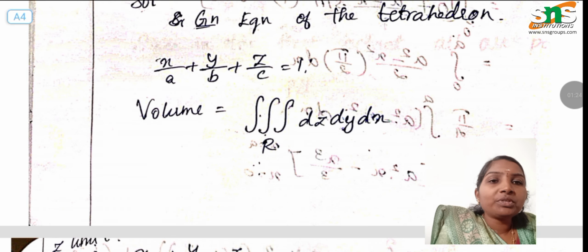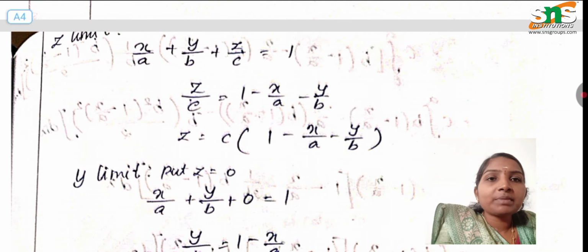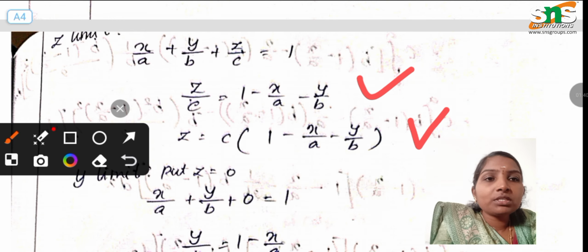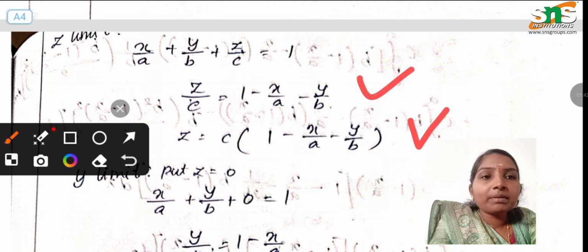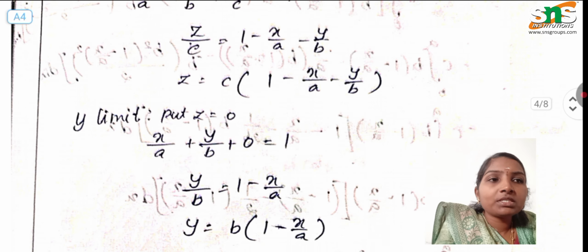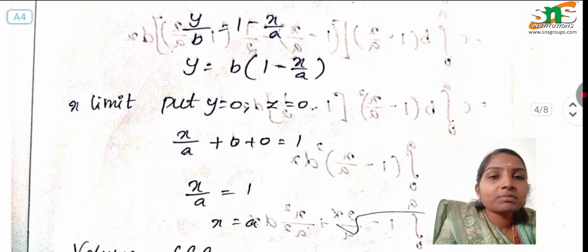Volume is equal to the triple integral over R of dz dy dx. So what is your z limit? From x by a plus y by b plus z by c is equal to 1, what is z by c? It is equal to 1 minus x by a minus y by b. And z is equal to c into 1 minus x by a minus y by b. For finding the y limit, we put z is equal to 0: x by a plus y by b plus 0 is equal to 1. What is y by b? It is 1 minus x by a, and y is equal to b into 1 minus x by a.